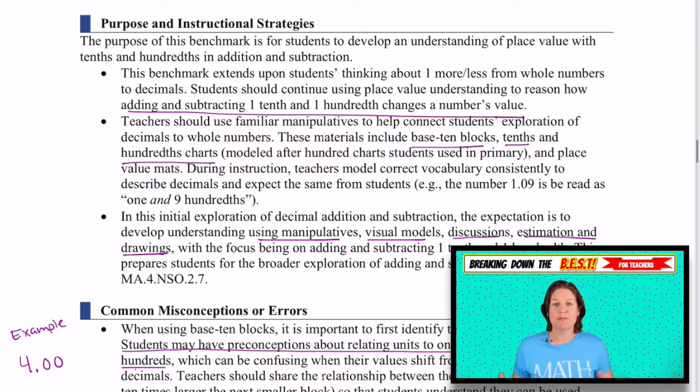Now let's move to the purpose and instructional strategy section. And let me just point out what jumped out at me.